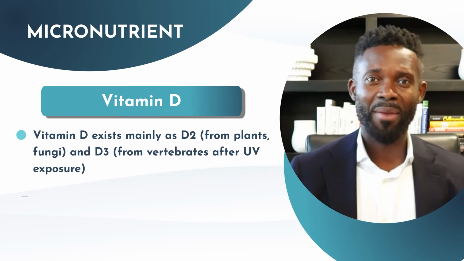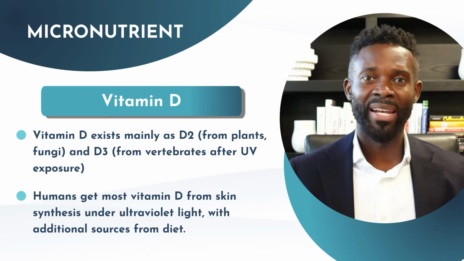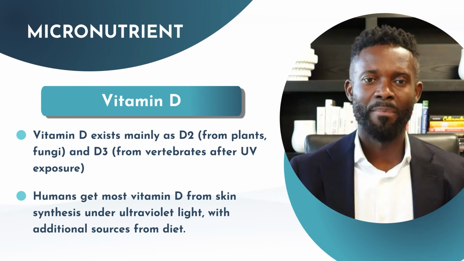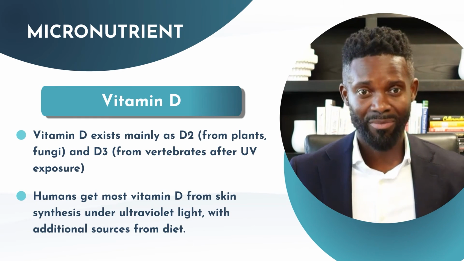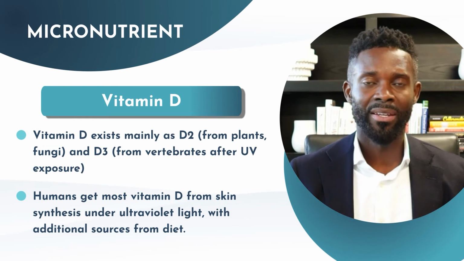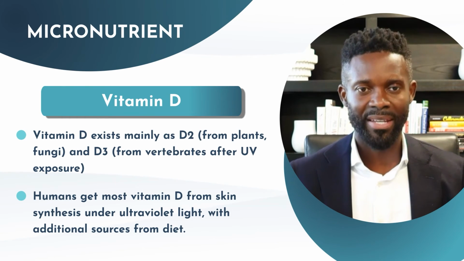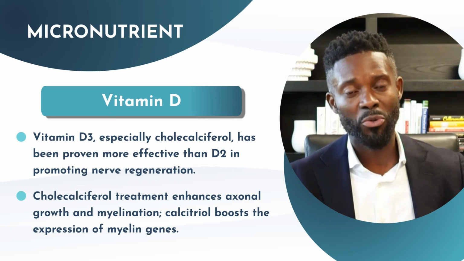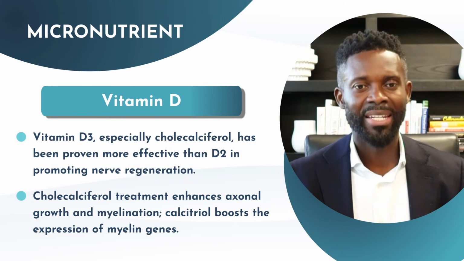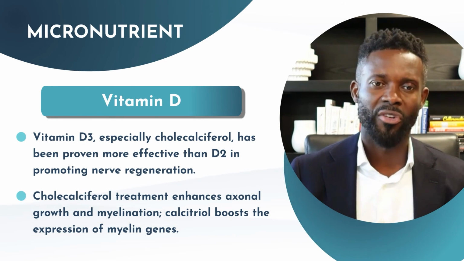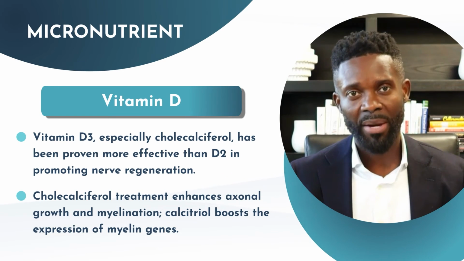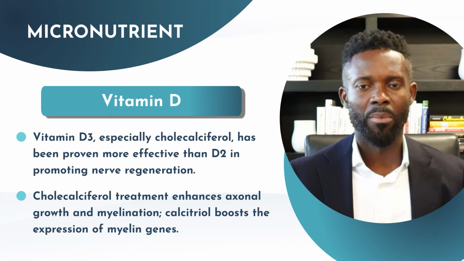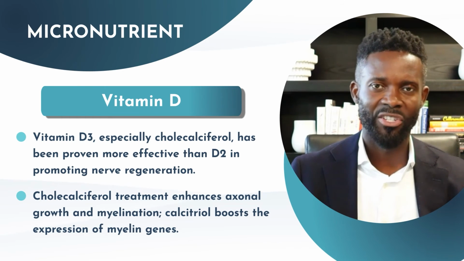I think everybody has heard of vitamin D. Vitamin D is mainly in the form of D2 or D3, which we can get by making it through the sun. Humans get most of our vitamin D through the skin, through a synthesis process using the sun. D3 has been proven to be more effective than D2 when it comes to nerve regeneration. Treatment with vitamin D3 improves axonal growth, myelination, and also boosts expression of myelin chains.